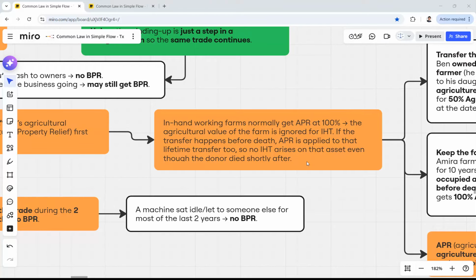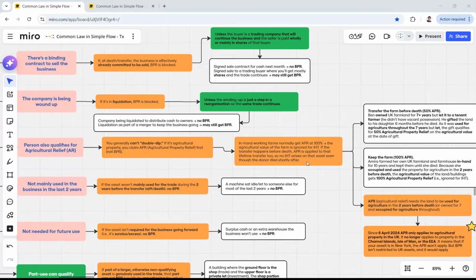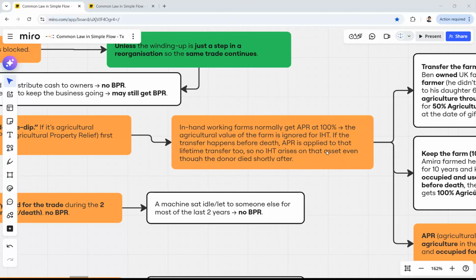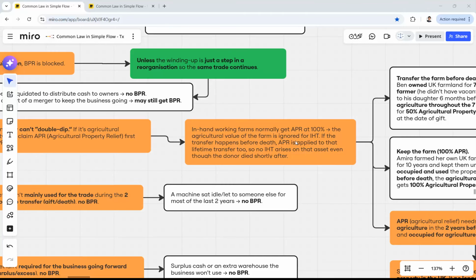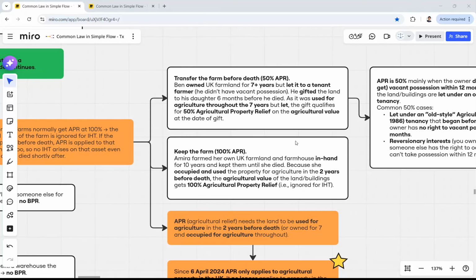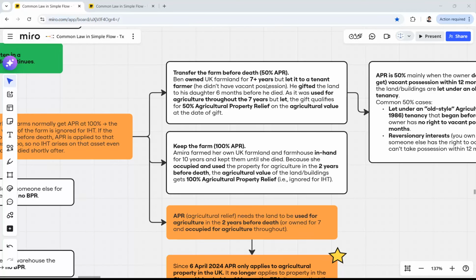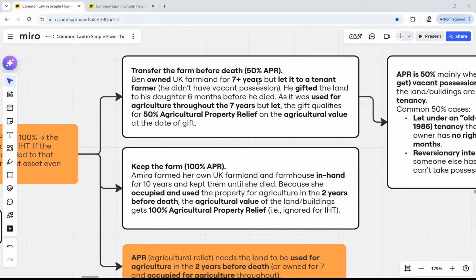So it's not so that, as in the individual inheritance situations, if you die within 7 years, then you still pay the tax, and if it's after 7 years, then you pay nothing. But in agricultural property relief, you get 100%. It doesn't matter whether after death or shortly before death. Transfer the farm before death, 50% APR.